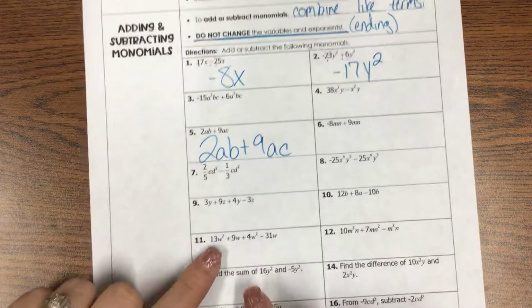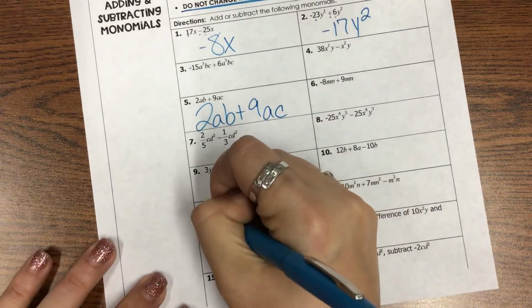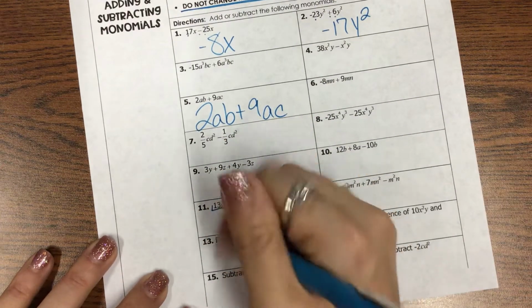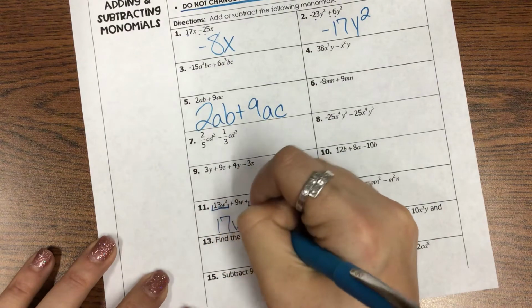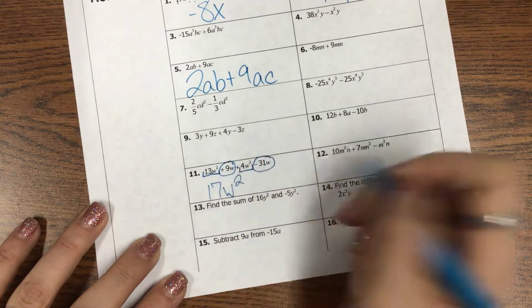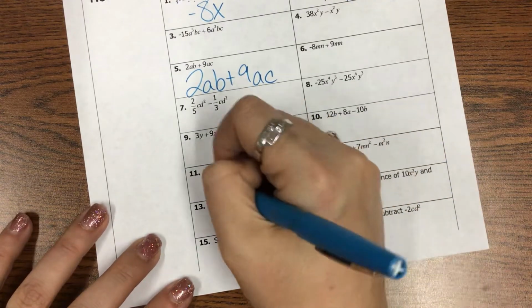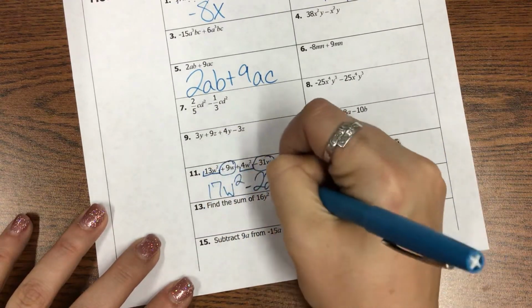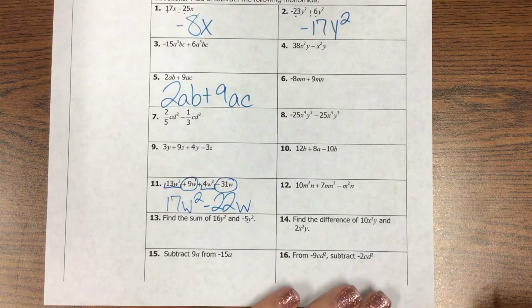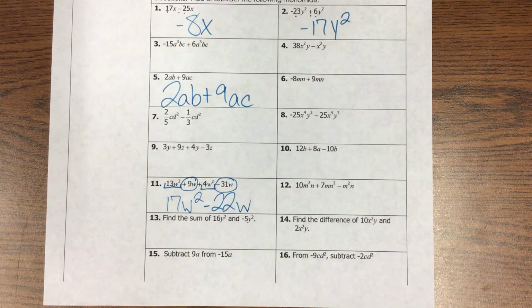Sometimes we have things like this on number 11. I have 2 things that are w squared. 13 and 4 would give me 17 w squared. 9w and negative 31w would give me negative 22w. Go ahead, pause this, try to work through number 16. The teacher has an answer key where you can check yourself. Once you get through 16, check yourself, then move on to the back.